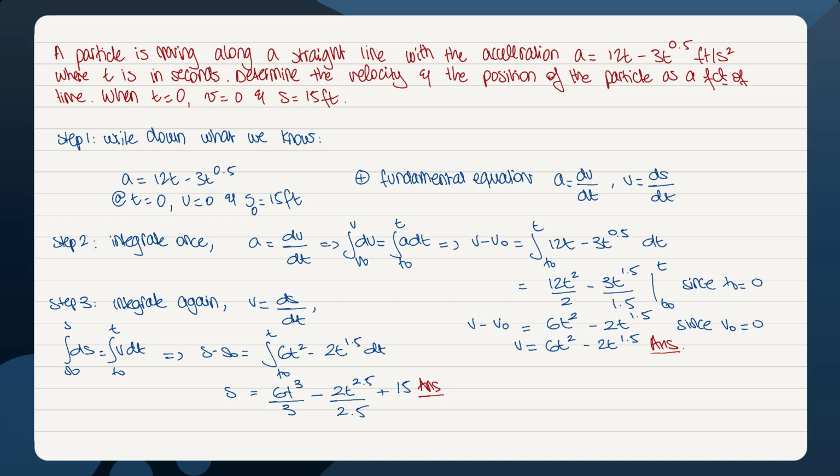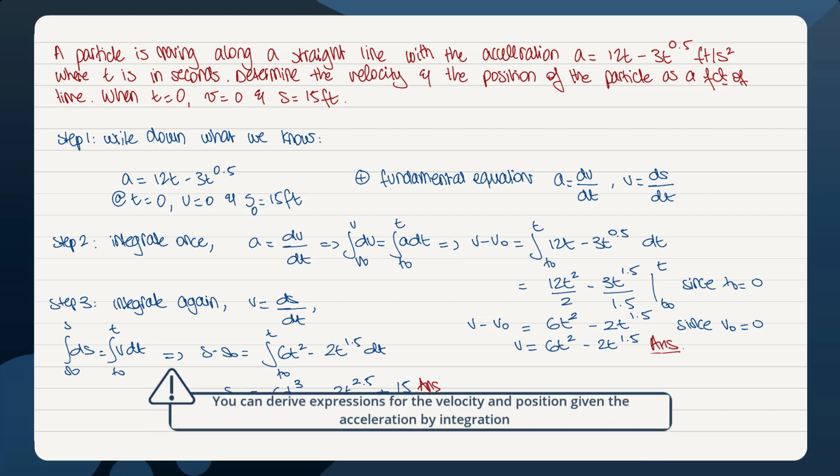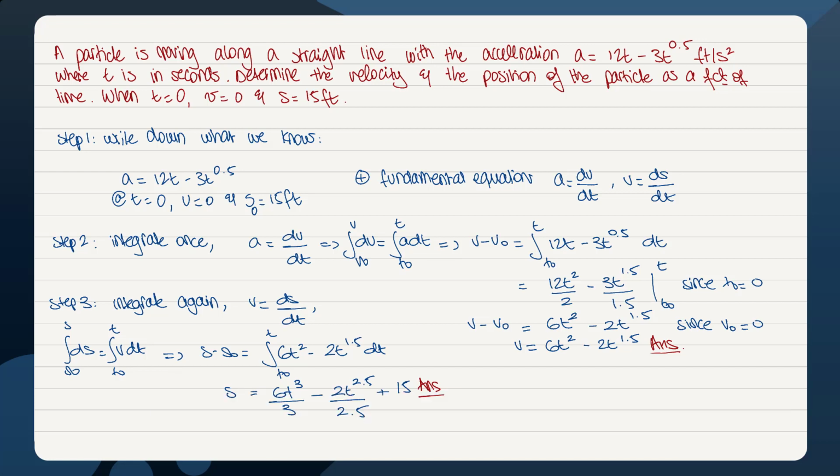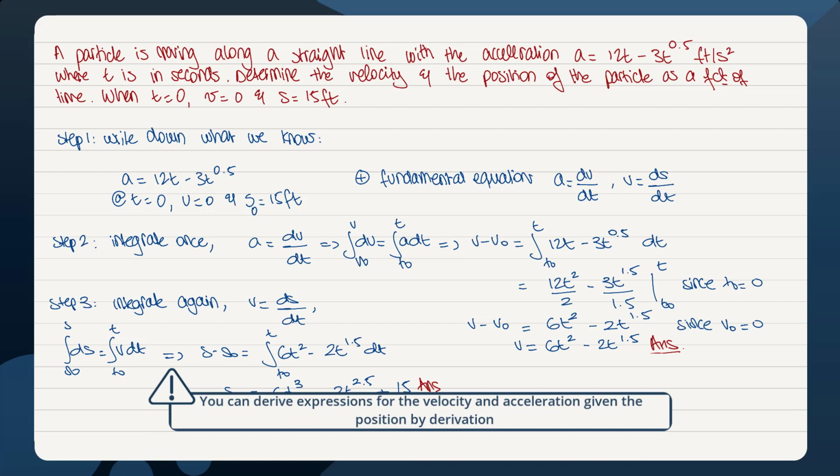Now, this example is particularly interesting since it shows us how we can find expressions for the velocity and the position given the acceleration by simply using the fundamental equations. So you can simply integrate the fundamental equations to move from the acceleration to the velocity and then to the position. Now, similarly, you can go backwards. So assume you were given the position as a function of time, you could differentiate this expression and get the velocity, then differentiate that again and get the acceleration. So it's very important to keep that in mind when solving problems.